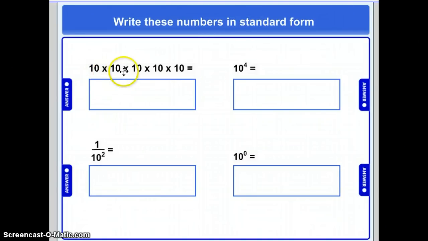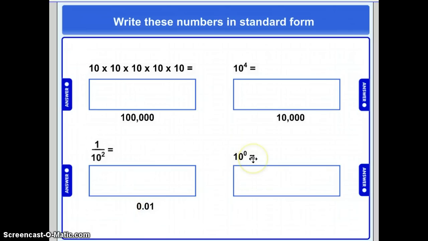So here we have 10 multiplied by itself 5 times, so we end up with 5 zeros, 100,000. Here we have 10 to the fourth power, so we're going to have 4 zeros. So yes, you guessed it, it's 10,000. Now here we have 1 over 10 to the second power, or 10 squared. So we know it's going to be a decimal. 10 squared is 100. So our answer is going to be written as a decimal.